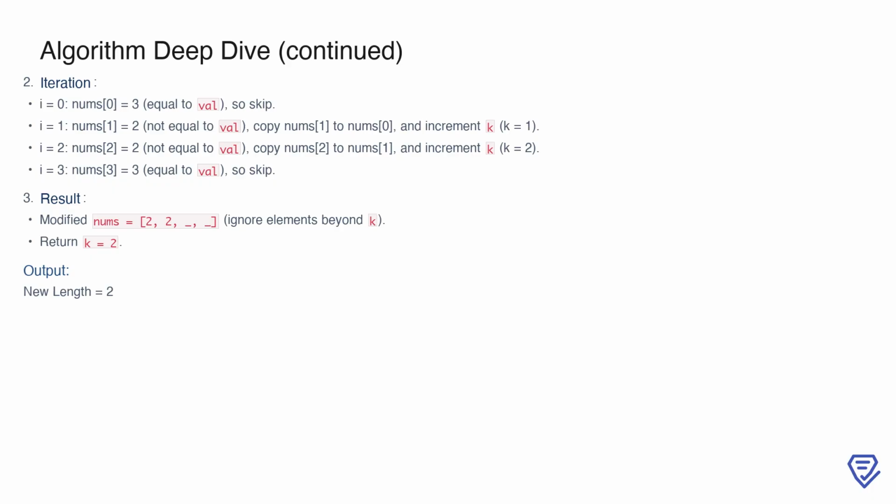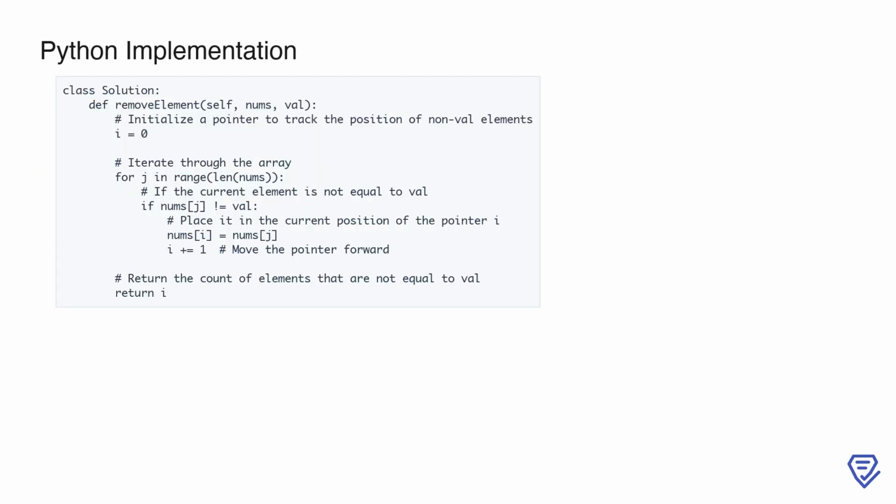This example highlights how the algorithm efficiently removes the specified value while modifying the array in place. This Python implementation solves LeetCode problem number 27, Remove Element. The goal is to remove all instances of a given value val from the input list nums in place and return the new length of the modified list. The algorithm ensures that it operates in O(n) time complexity and O(1) space complexity.